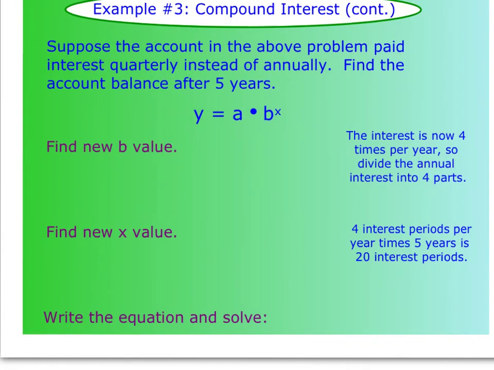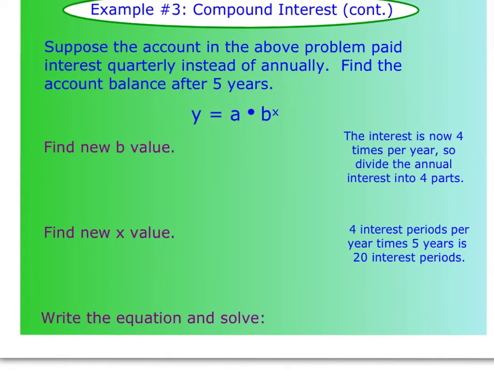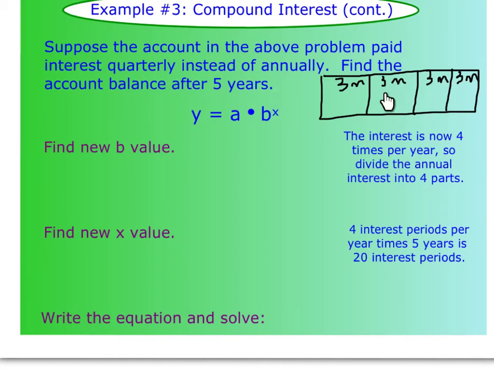We're going to redo this problem that we just did. Same setup, 5 years, but we're going to pretend interest is compounded quarterly instead of annually. So let's talk about what that means. The interest will now be 4 times a year. So that means every 3 months, they're going to give you money back into your account. So if they're going to do it every 3 months, that's 4 times a year.